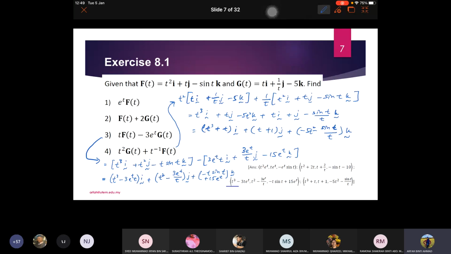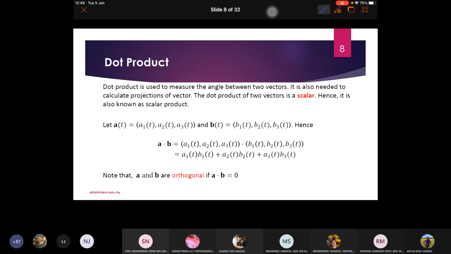Okay, so the next one. If you are done with this one, kita ada dot product. Okay, bagi vector function. So dot product is used to measure the angle between the two vector. So it is also needed to calculate the projection of vector. So the dot product will assume a scalar. The dot product of two vector will produce a scalar. So it is also known as a scalar vector.